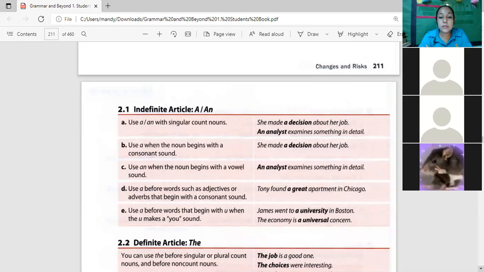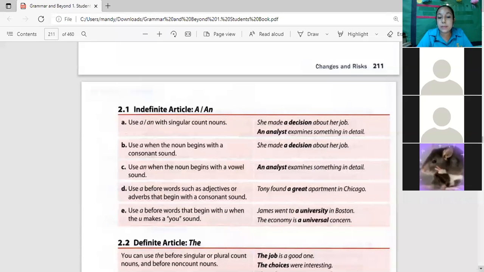Use a before words such as adjectives or adverbs that begin with a consonant sound. That means if we have an adverb or an adjective, and then we have a noun, you use the article a, but check if this one begins with a consonant sound. For example, Tony found a great apartment. In that case, we have an adjective, great, but the next noun begins with a vowel, apartment, so we use a: a great. If you see the sound, great, this one is a consonant sound.